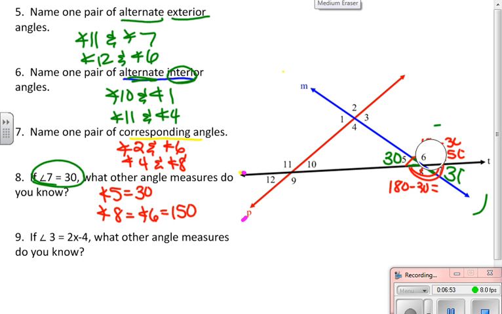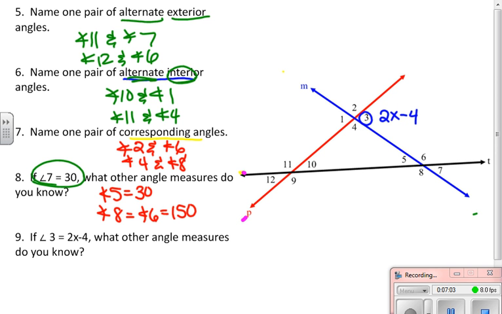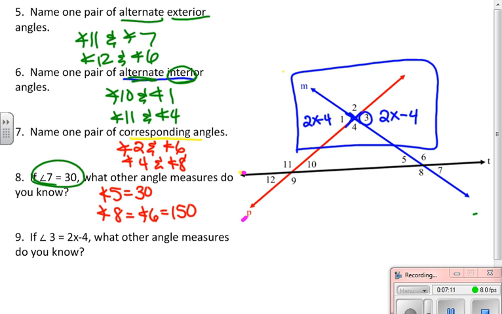If I go ahead and look at the next example, if angle 3 is 2x minus 4, what else do you know? Again, I'm only looking at this top. I have my vertical angles right there, so that means angle 1 is 2x minus 4. These are single numbers.